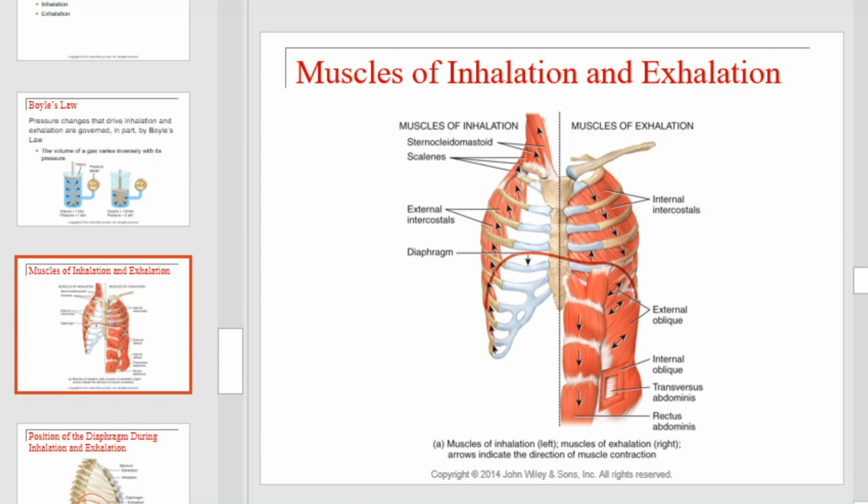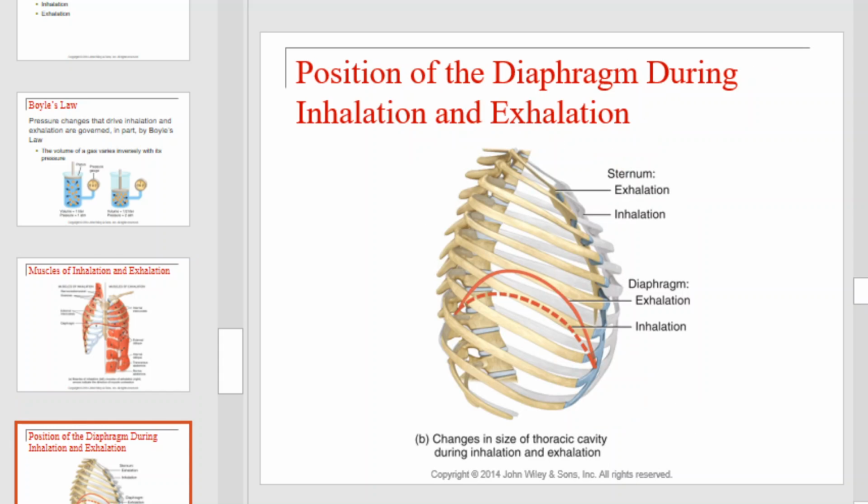The muscles of inhalation and exhalation are illustrated here. The diaphragm and intercostal muscles are of utmost importance in allowing us to both draw a breath and to exhale. As illustrated here, the movement of the diaphragm changes significantly during inhalation and exhalation.